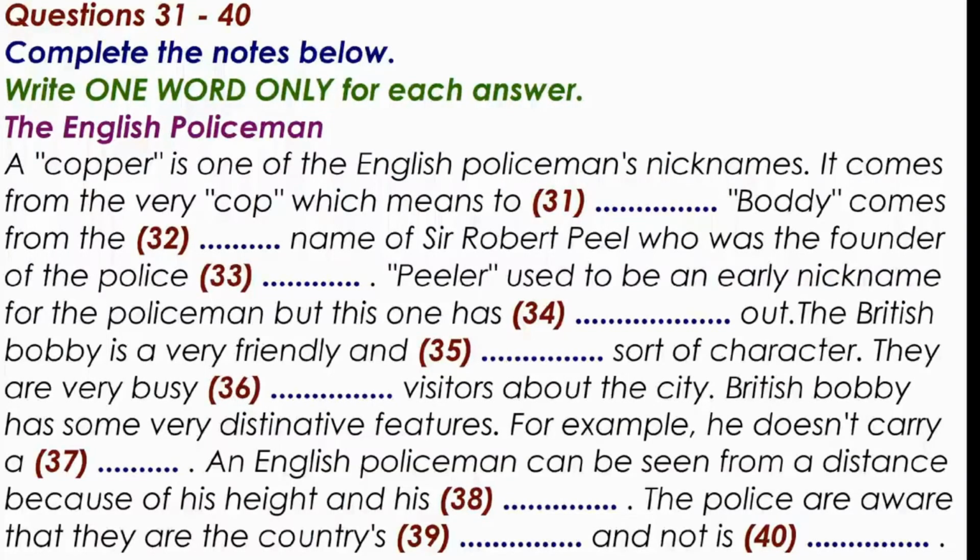The English policeman has several nicknames, but the most frequently used are copper and bobby. The first name comes from the verb to cop, which is also slang, meaning to take or to capture, and the second comes from the first name of Sir Robert Peel, the 19th century politician who was the founder of the police force as we know it today. An early nickname for the policeman was Peeler, but this one has died out.